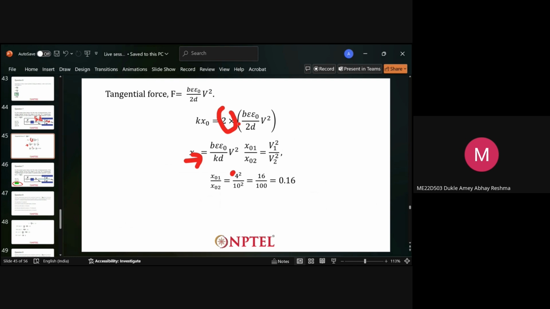The tangential force and the spring force have to be in equilibrium. Based on that, we get the relation between x and the voltage. These are the constants, this is the spring displacement, and this is the applied voltage, V1.